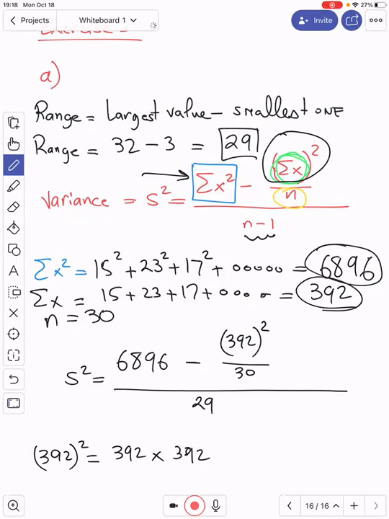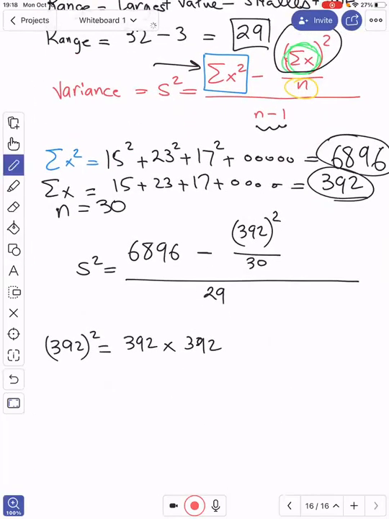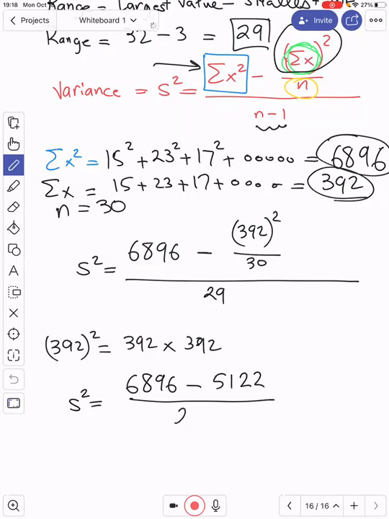And then you divide by 30. If I check my notes, S squared should be 6,896 minus 5,122, and then divide by 29. The final answer should be equal to 61.16.